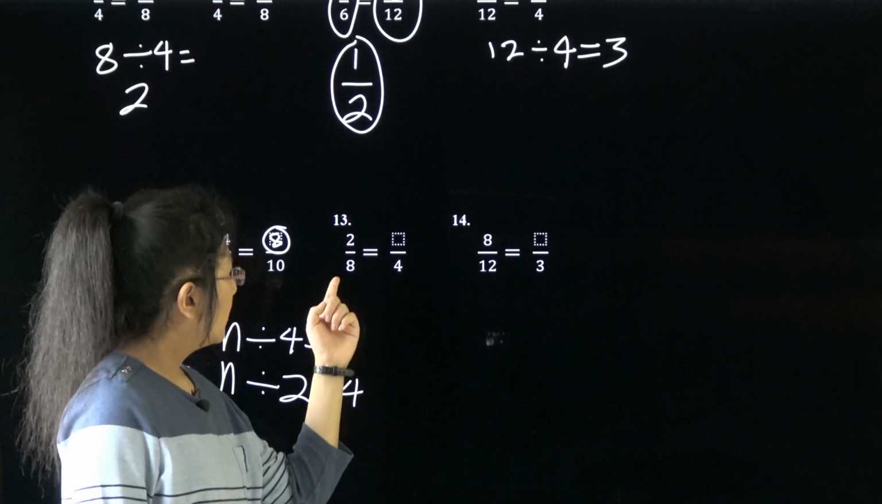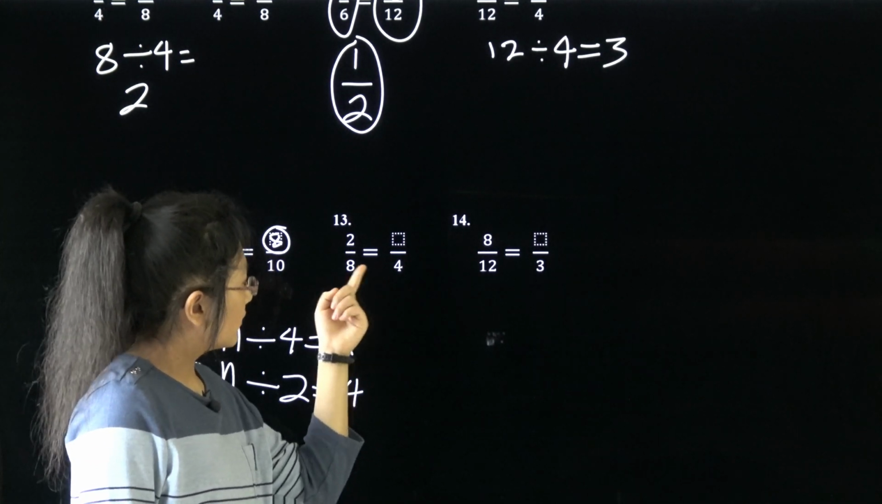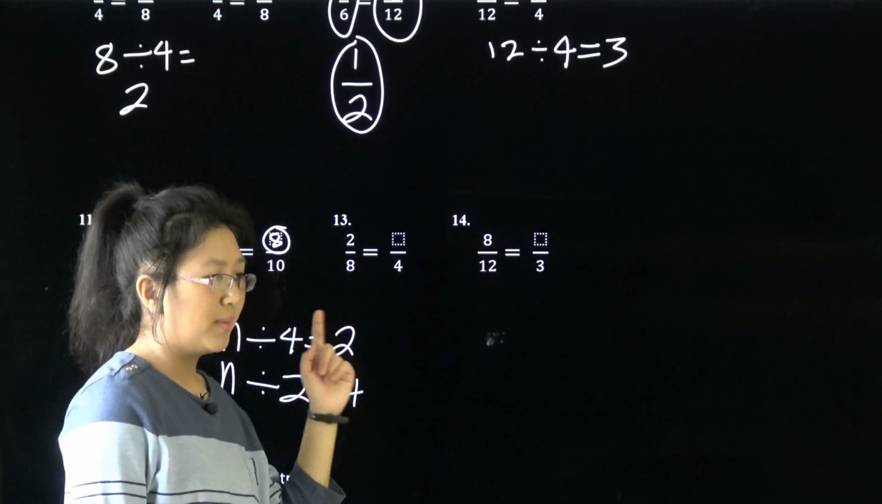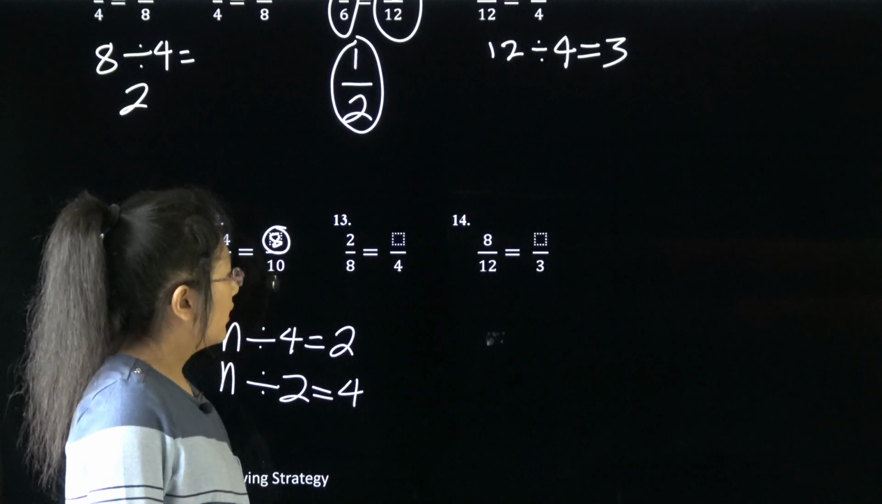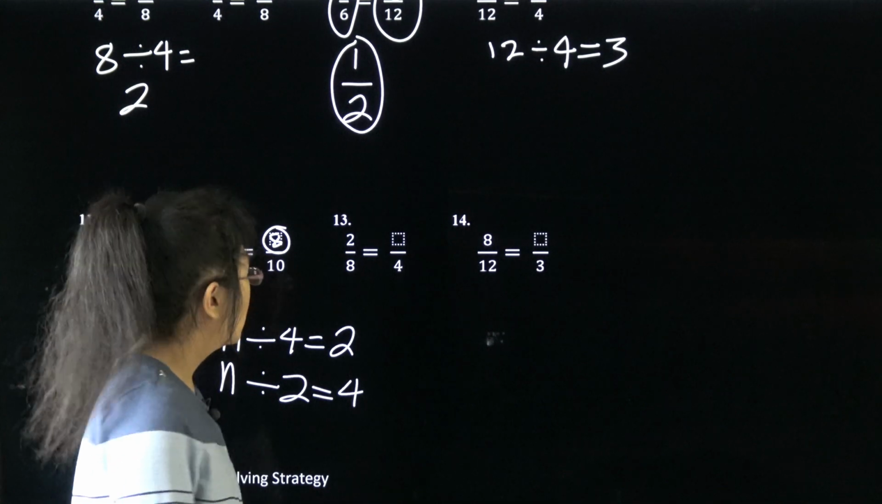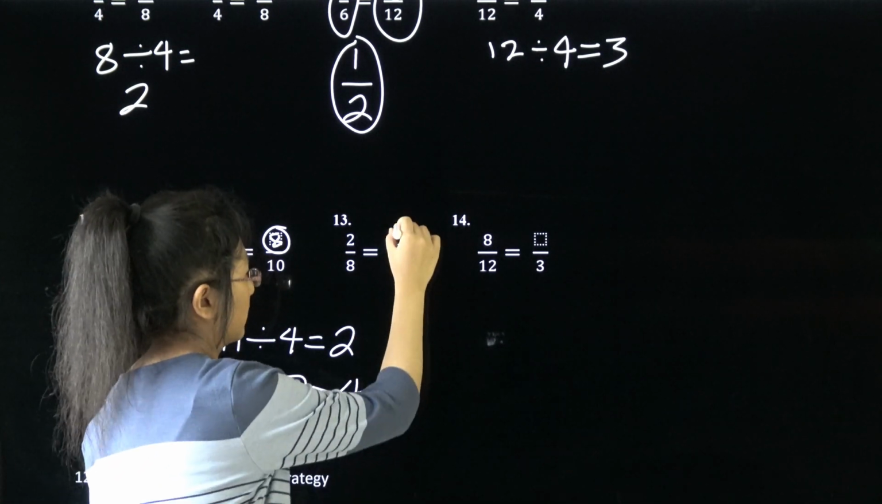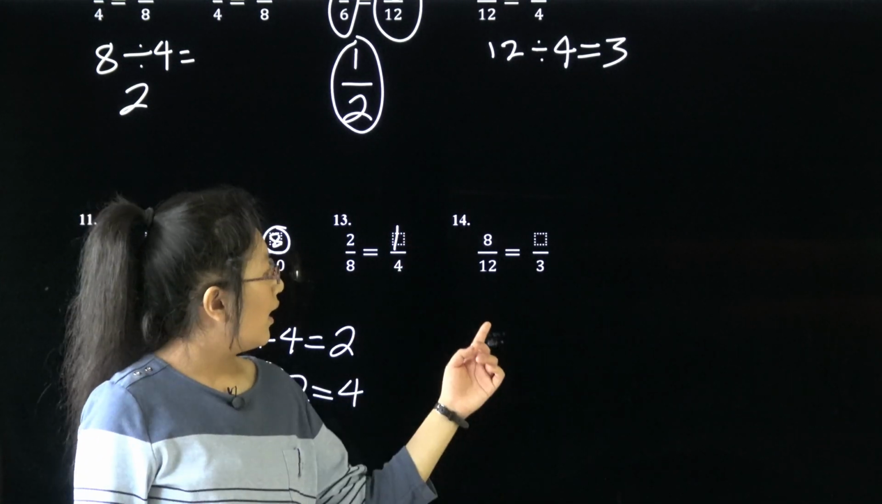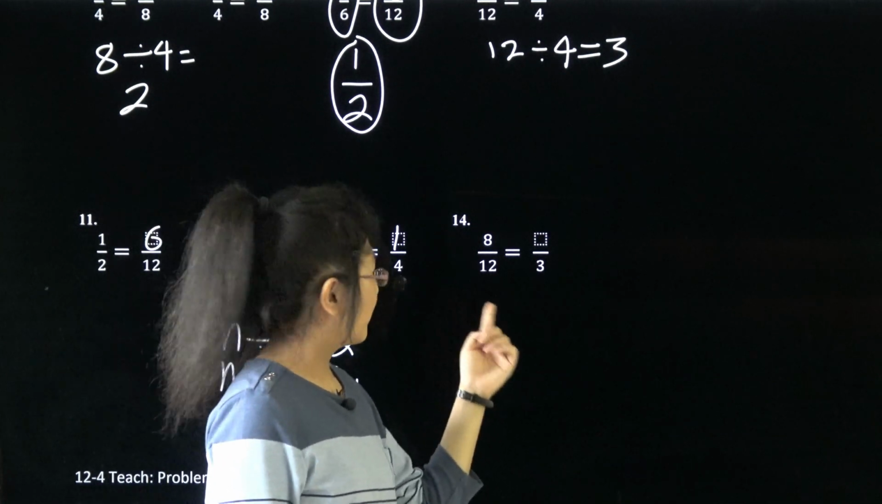Now this one, 8 divided by 2 equals to 4. So the denominator is divided by 2. Then we must also divide the numerator by 2, because that's how fractions work. So 2 divided by 2 equals to 1. And then this one is also another simplification.